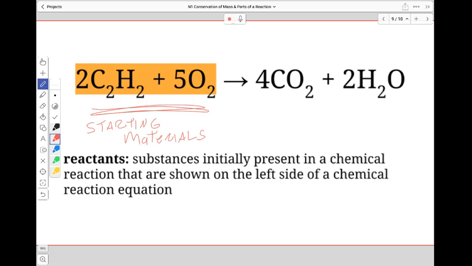So these are called your starting materials. So, ladies and gentlemen, you can have one thing as a reactant, you can have two things as a reactant, you can have three things as a reactant. But those are always on the left side.